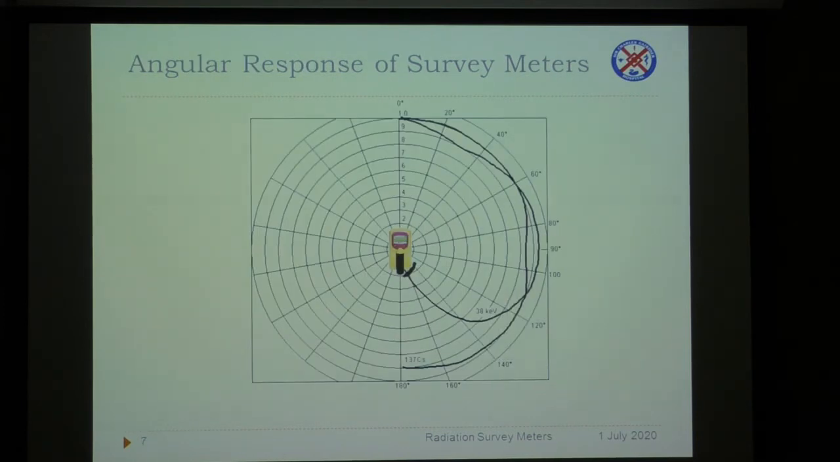The angular response. Again, this servometer has very low response to low energy photons at the back, but it has a higher response to the side and even higher at the front. For example, for a cesium source there's not really much angular dependence, but you should always face it towards your radiation, and preferably at arm's length, as you don't really want to walk up towards the radiation source. And then you should always operate according to the manual.